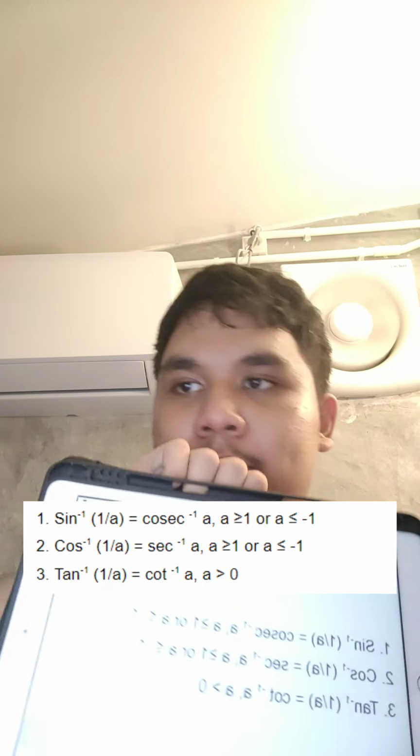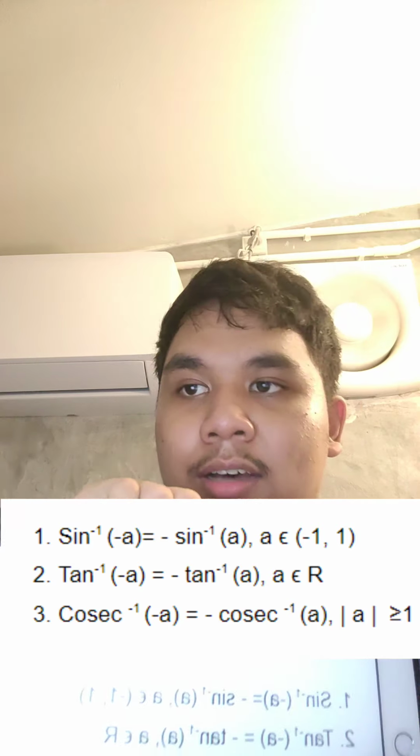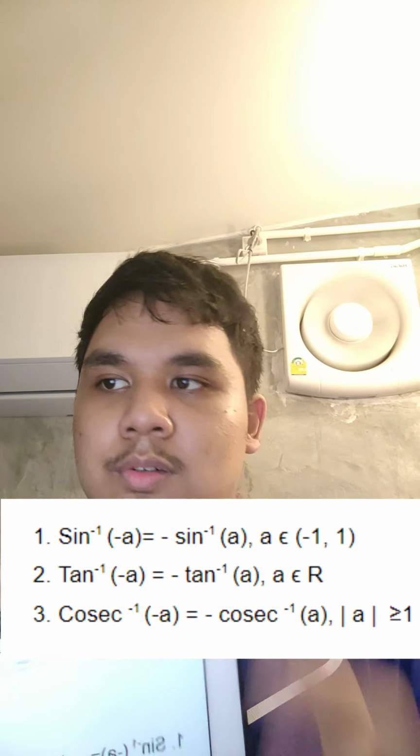Okay, for the last question, the first property is that the range of arc sine and arc tan must be in quadrants 1 and 4. And the second property is about arc cos. The range of arc cos must be in quadrants 1 and 2. These are the two important properties you need to remember.